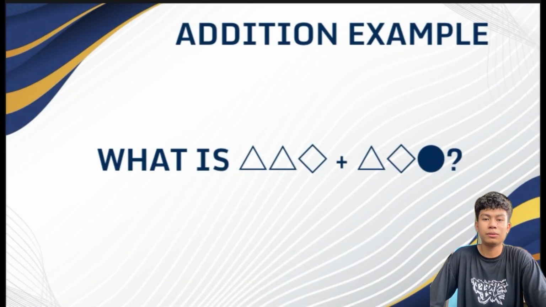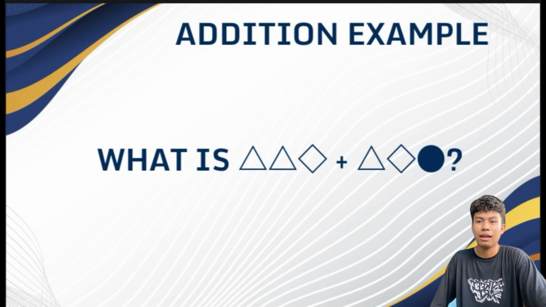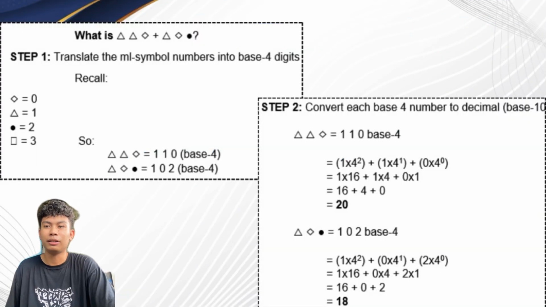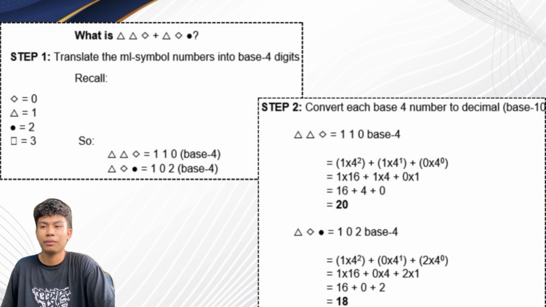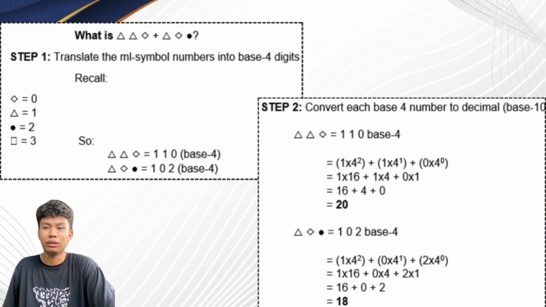So let's proceed to an addition example. What is alpha alpha void plus alpha void beta? First step, translate the ML symbol numbers into base 4 digits. Void equals 0, alpha equals 1, beta equals 2, and delta equals 3. So, alpha alpha void equals 110 in base 4. Then, alpha void beta equals 102 in base 4.